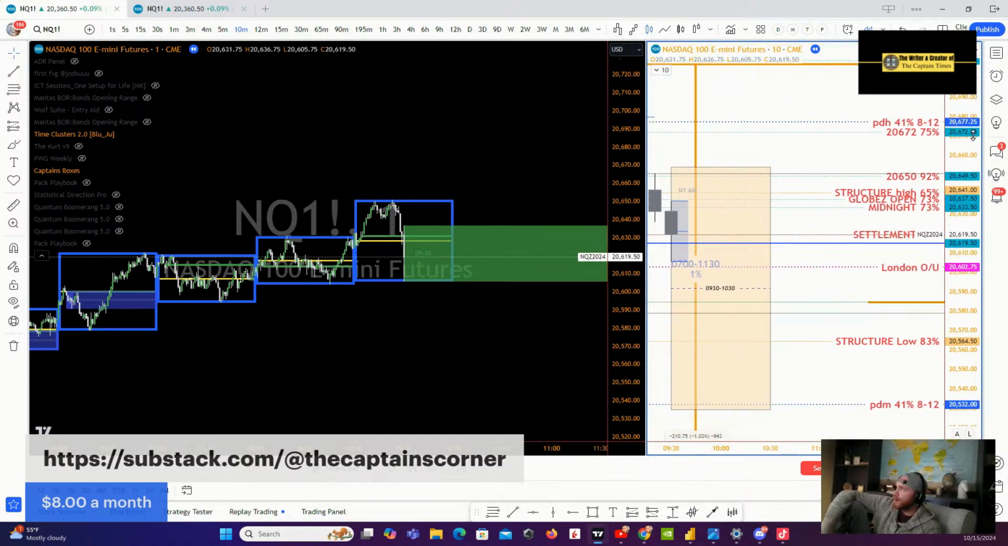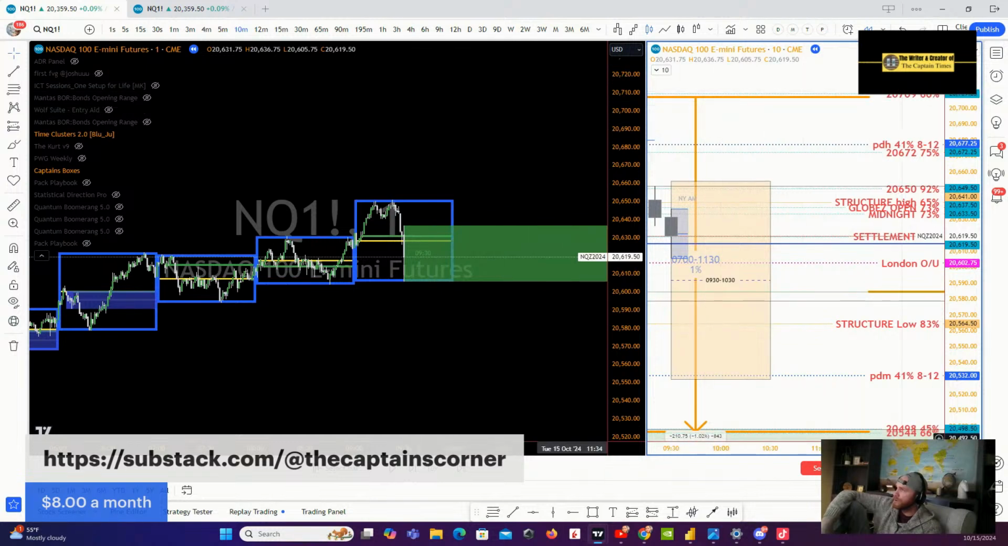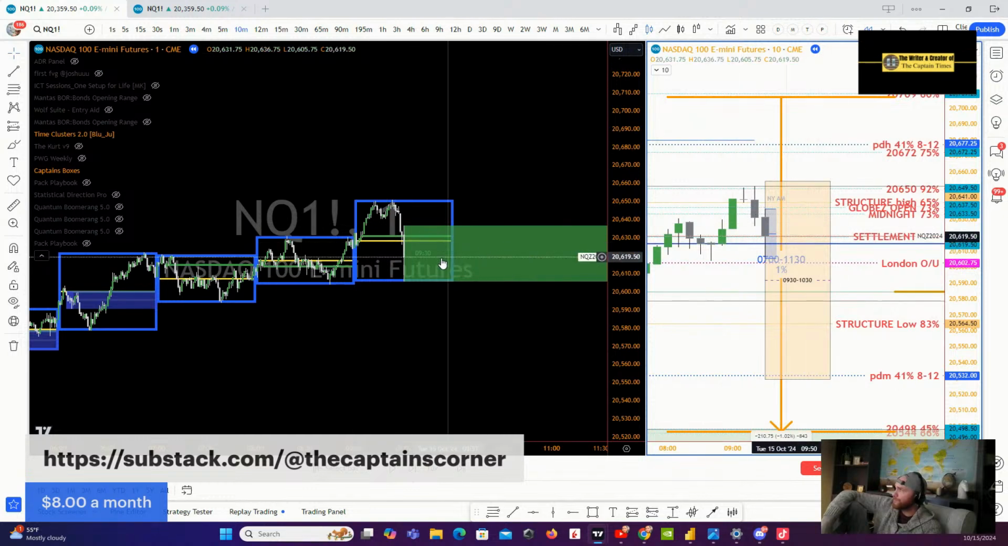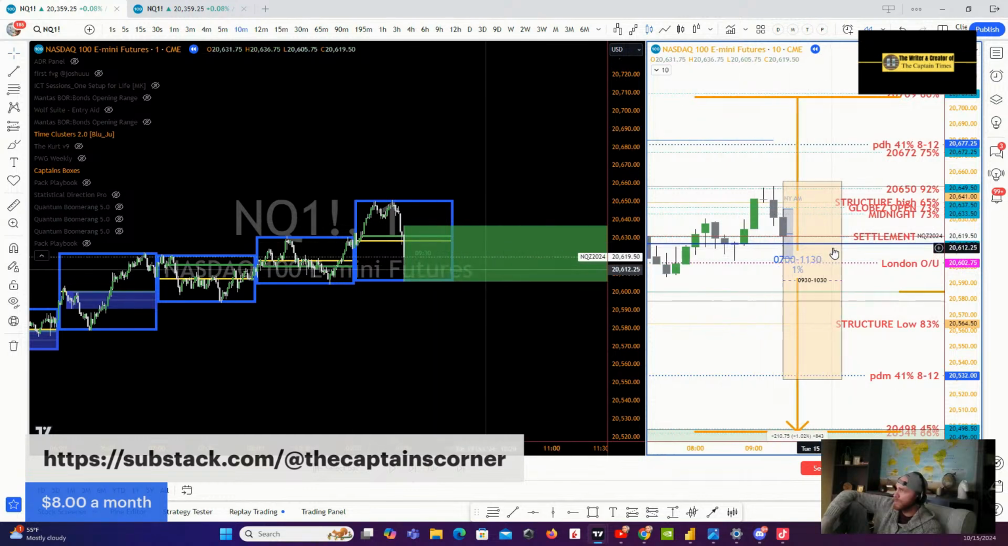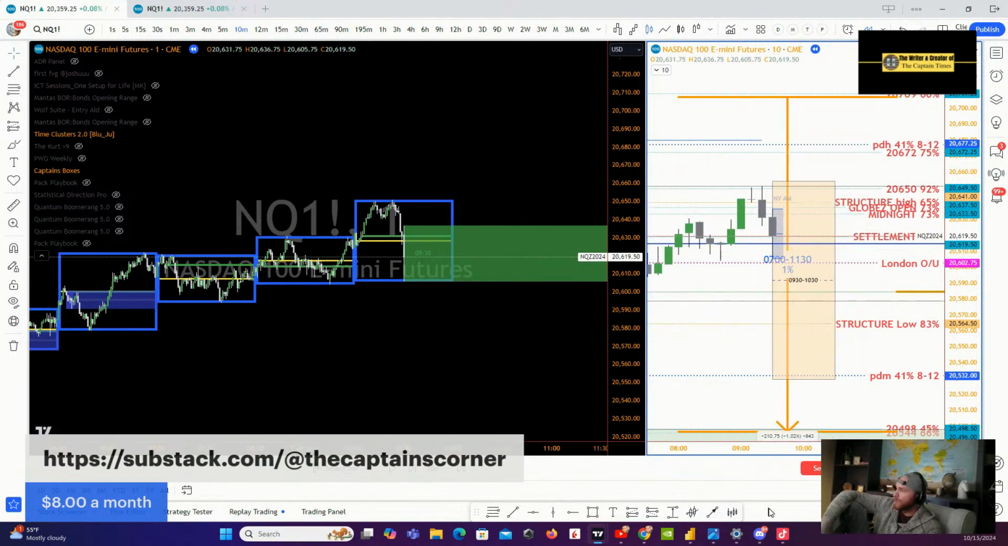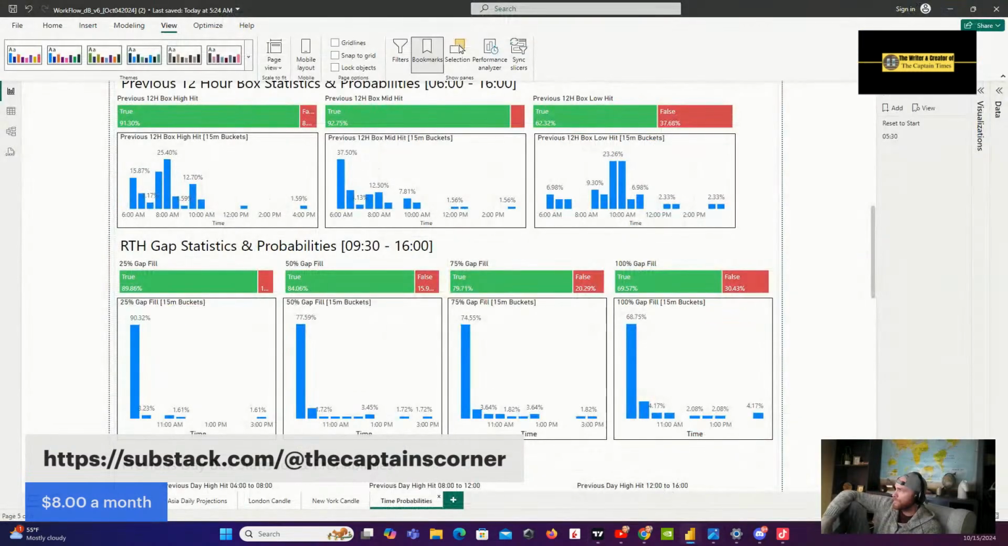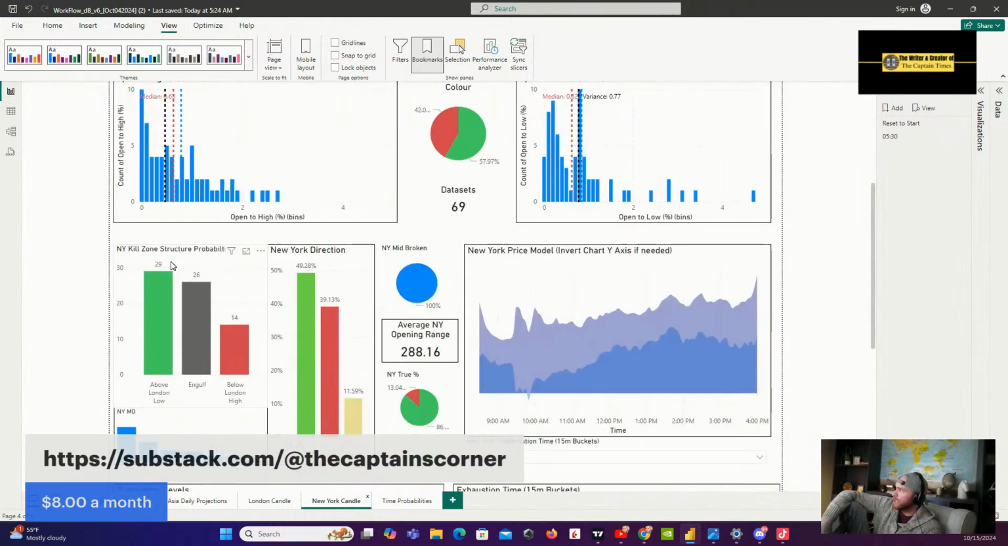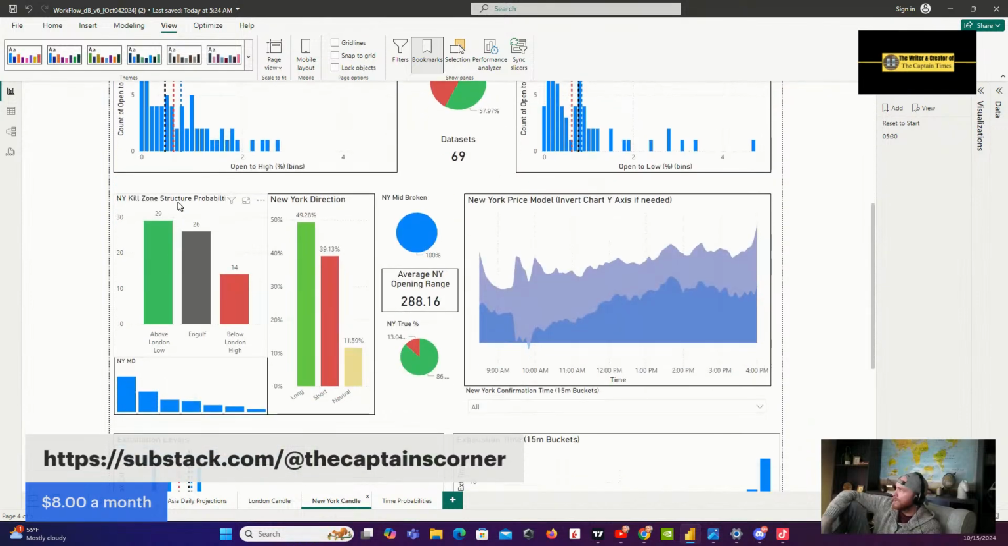So we've put our highest probabilities on the charts to make decisions around. And we know that right now, there's a couple of decision points that we're making, right? Number one, we are looking at the structure of the 930 to 1030 in relationship to London.